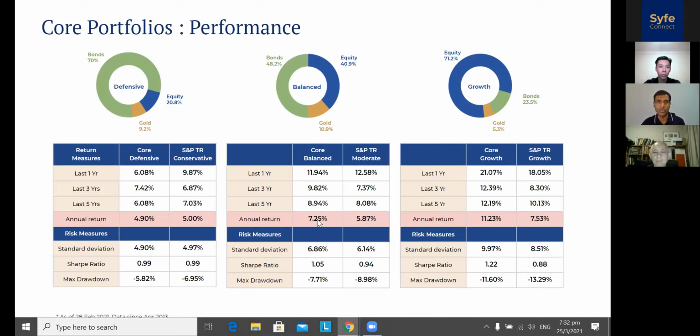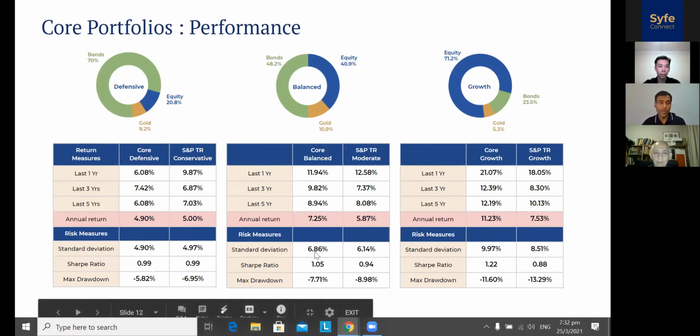So the annualized return for the balanced portfolio is 7.25%. We also compare the returns of these portfolios against the same risk benchmarks, which is the S&P target risk benchmark. So this is not a benchmark that we have created just to make our numbers look good. We take a very serious note of what we are comparing against. Is the risk equitable between what we are constructing and what these benchmarks are?